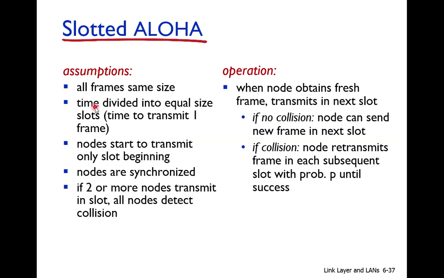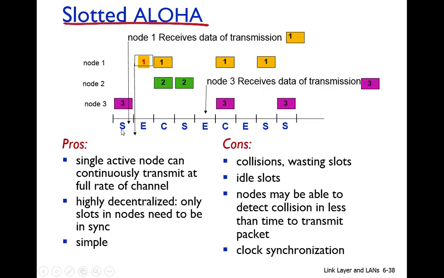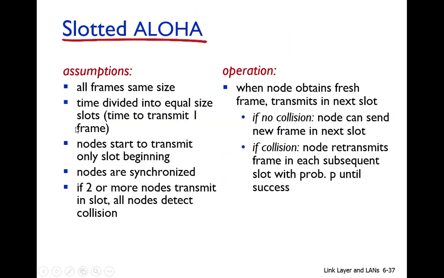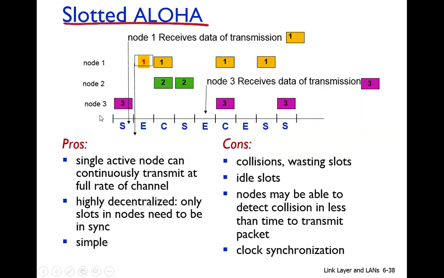And there are time slots: slot 1, slot 2, slot 3, slot 4, slot 5. Nodes can start to transmit data only at the beginning of a slot. If a node receives data in between or at the end of the slot, it will not transmit, but will wait for the next slot.